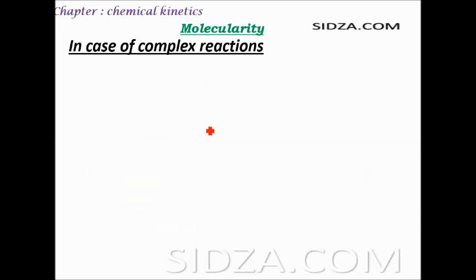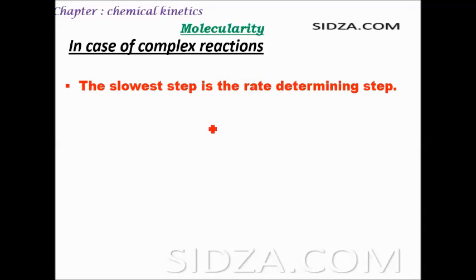But now in case of complex reactions, we know that a reaction occurs in a number of steps. So suppose a reaction occurs in 2 or 3 steps or 4 steps, whatever that is, correct? So a reaction occurs in a number of steps, and then you get the final product. The molecularity of a complex reaction we can find from its rate determining step, right? The rate determining step we know is the slowest step.